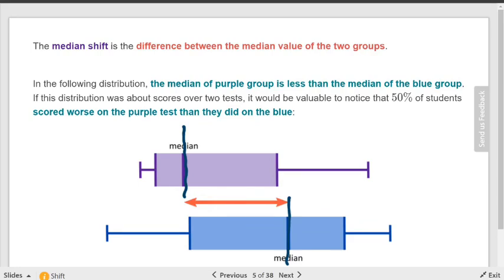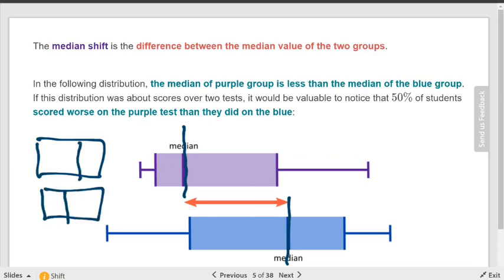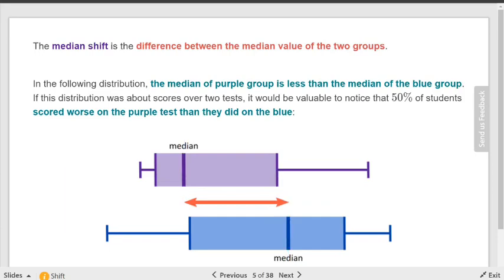Now, the position is what makes it a shift, though. If you had two boxes, and the median of this one is here and the median of that one is there, that's not showing a shift. Because look how close they are together. So don't think that any movement is a shift. Okay? It's a specific amount of movement that's a shift. And that's what we're going to talk about in this lesson. How do you determine how much movement is a shift and how much just means the median is a little higher in one than the other?